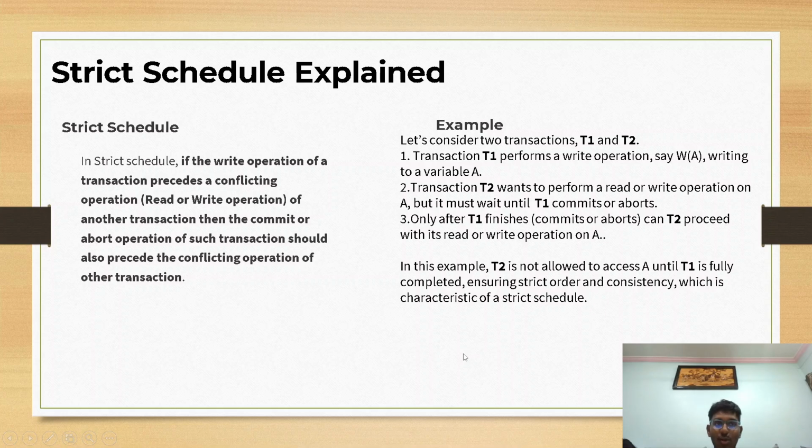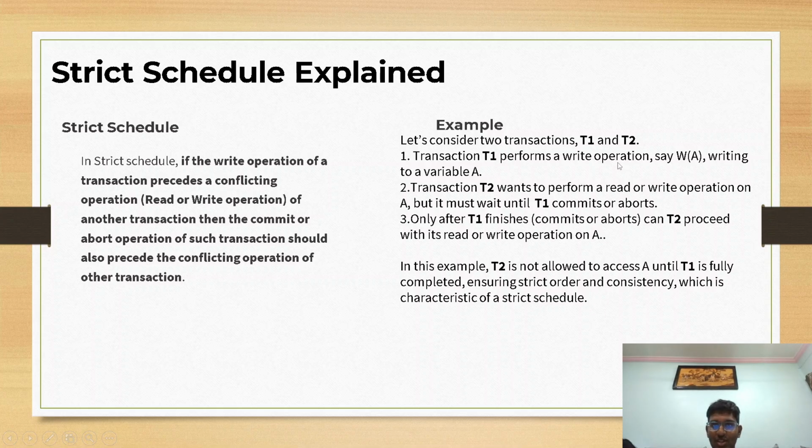So what is a strict schedule? In a strict schedule, if the write operation of a transaction precedes a conflicting operation, read or write operation of another transaction, then the commit or abort operation of such transaction should also precede the conflicting operation of another transaction. So in simple terms, we will consider an example. Let's consider two transactions T1 and T2. Transaction T1 performs a write operation, say W of A, which is writing to a variable A, and suppose transaction T2 wants to perform a read or write operation on A, but it must wait until T1 commits or aborts.